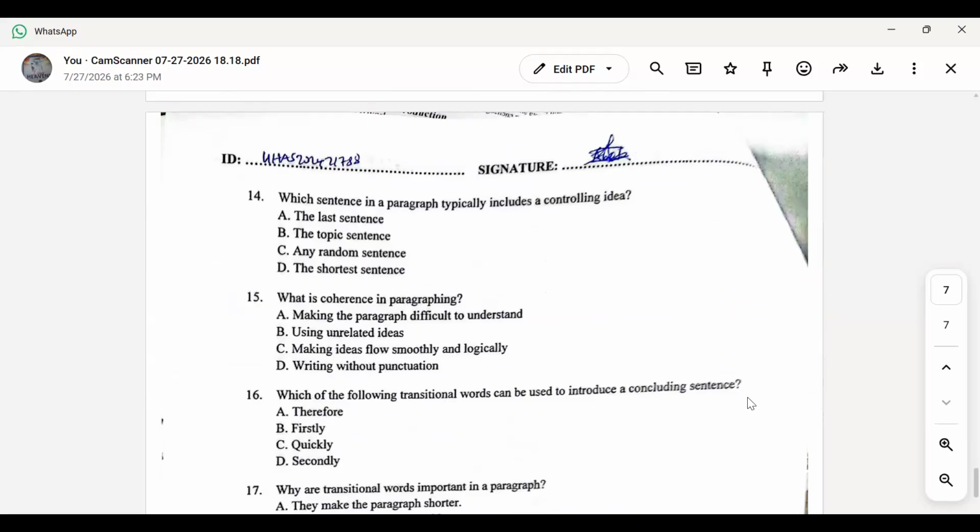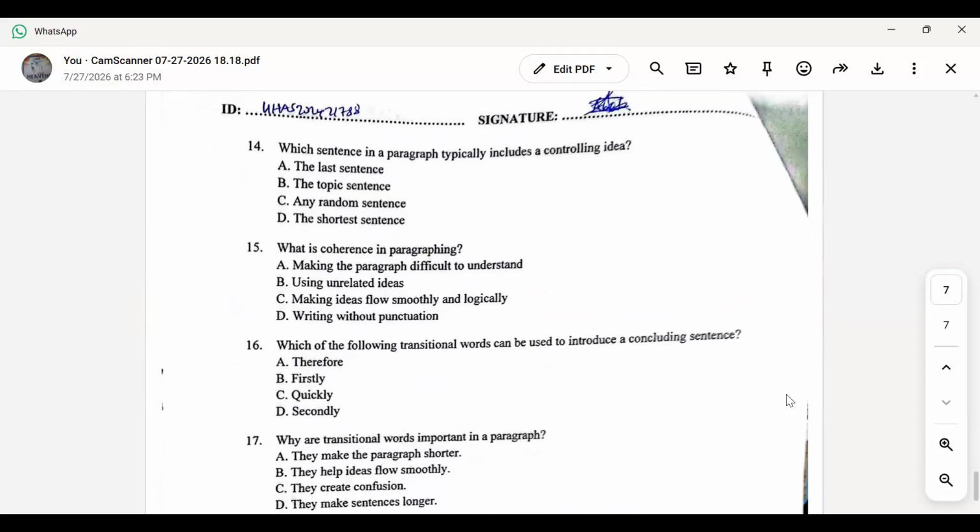Question 14. Which sentence in a paragraph typically includes a controlling idea? A, the last sentence. B, the topic sentence. C, any random sentence. And D, the shortest sentence. B, the topic sentence. It's B.